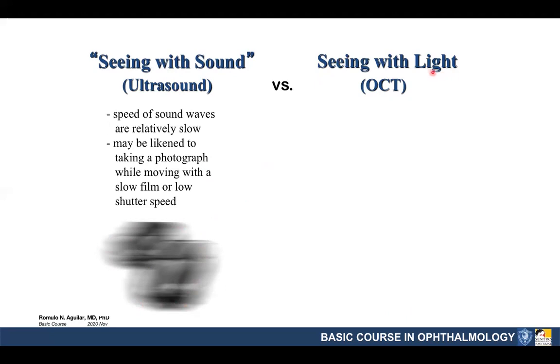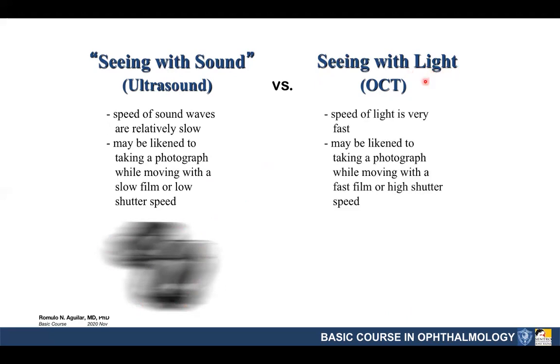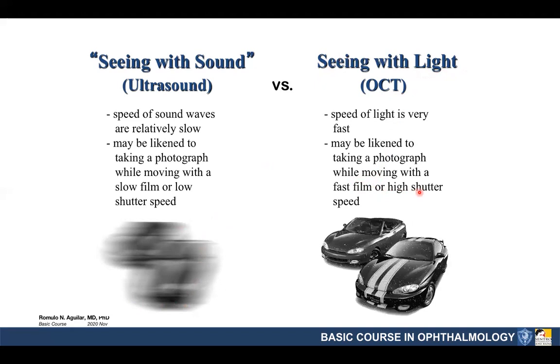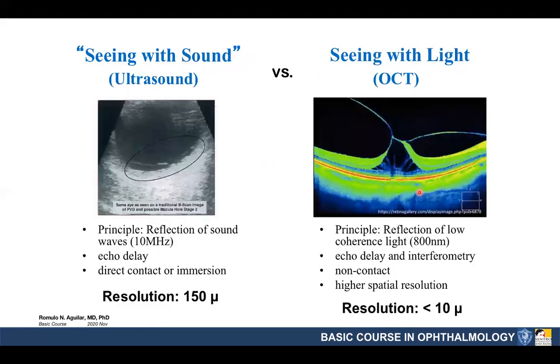But if you use light, this can be likened to taking a photograph even while moving, but you're using a fast film or a high shutter speed. Therefore, the image is clear. You can have it in black and white or grayscale. You can have it in color. Again, examples of seeing with sound.